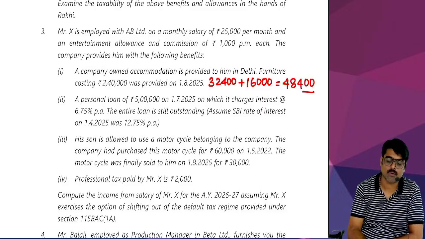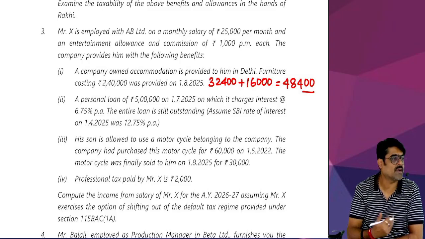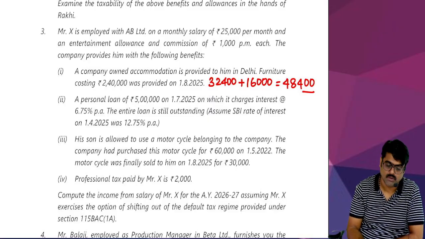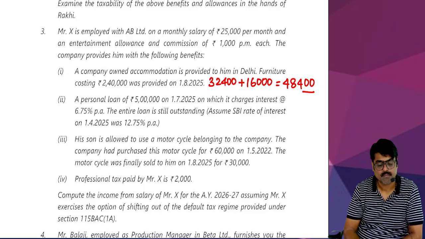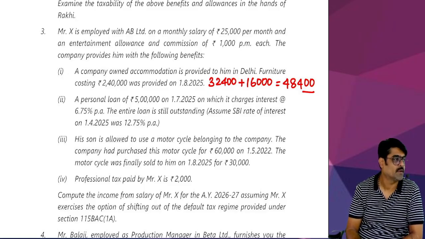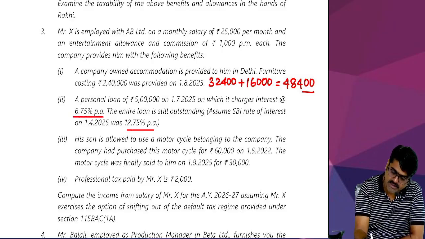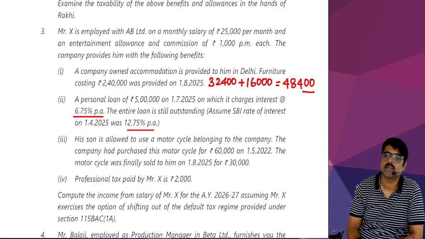A personal loan of rupees 5 lakh. On which date? 1st July 25. On which it charges interest at? Who charges this interest? Employer charges 6.75%. Yes or no? The entire loan is still outstanding. Assume SBI rate of interest 12.75. Interest benefit is 6%. How did I come to know? SBI rate minus the actual rate charged by the employer. So interest benefit is 6%.